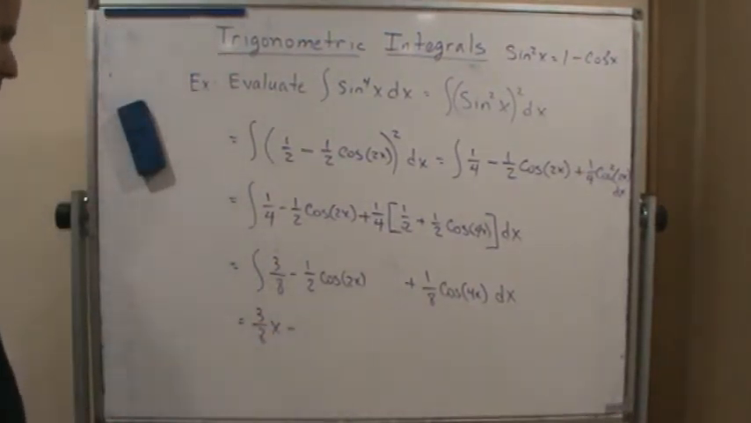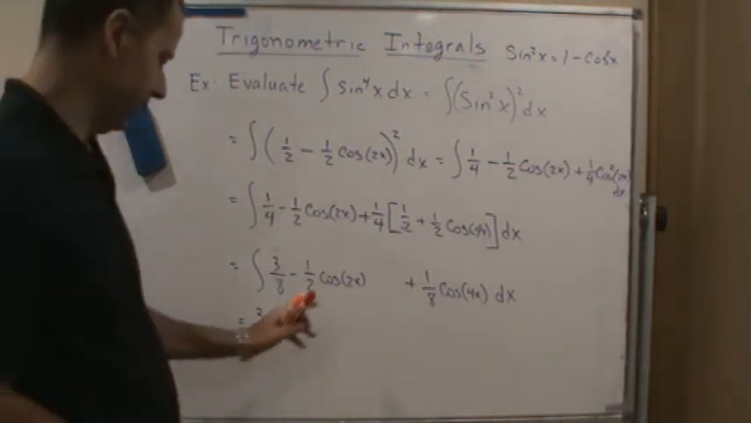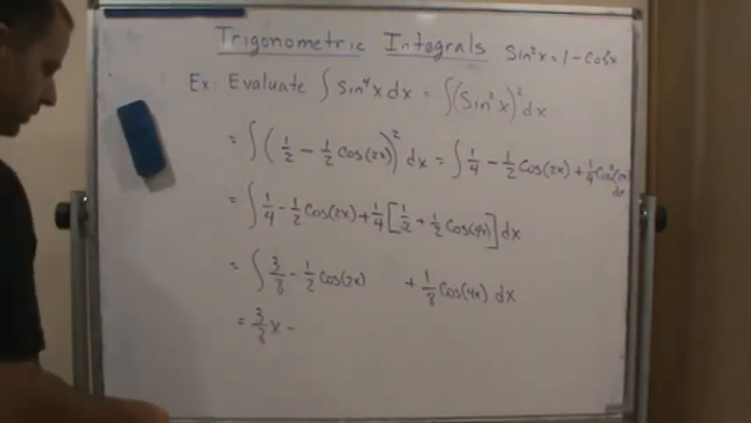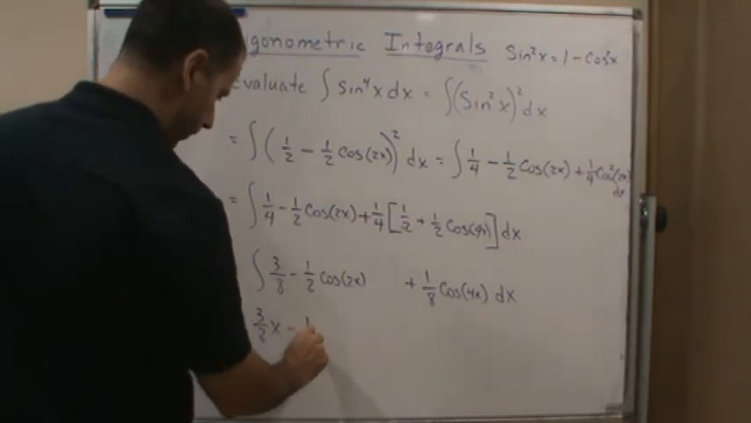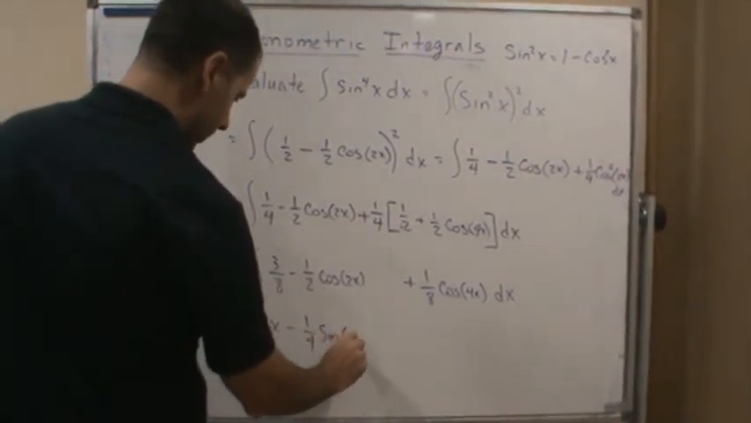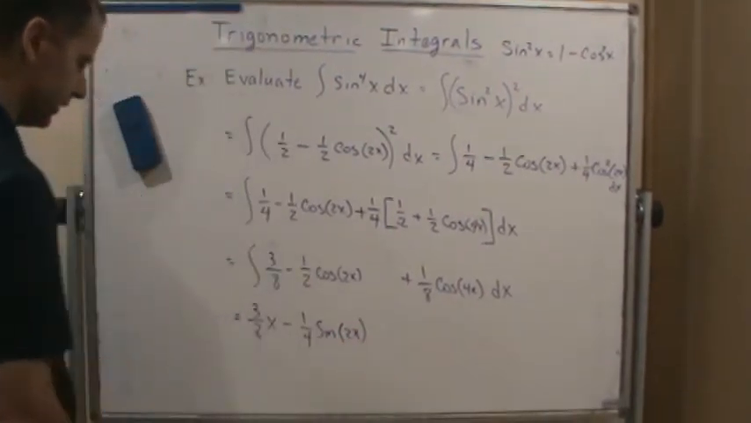minus, well, the integral of cosine is sine, right? But this time, remember, I have 2x in here. So I have to divide by the derivative of the inside, which is going to give me a 1/4 sine 2x.